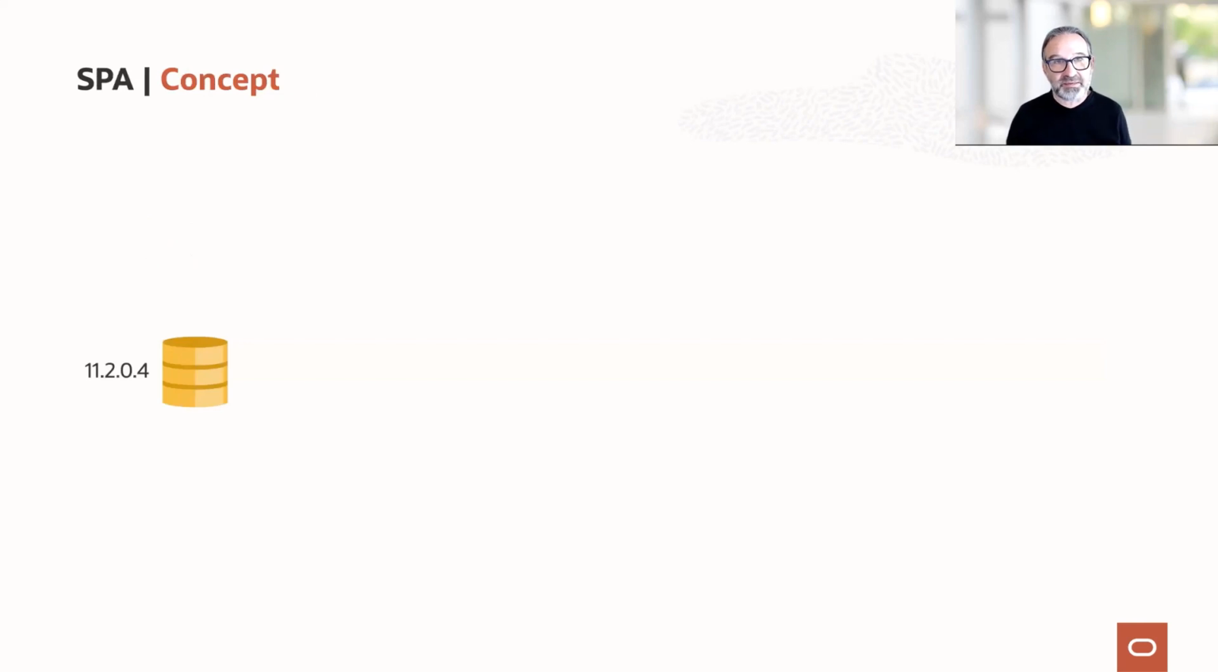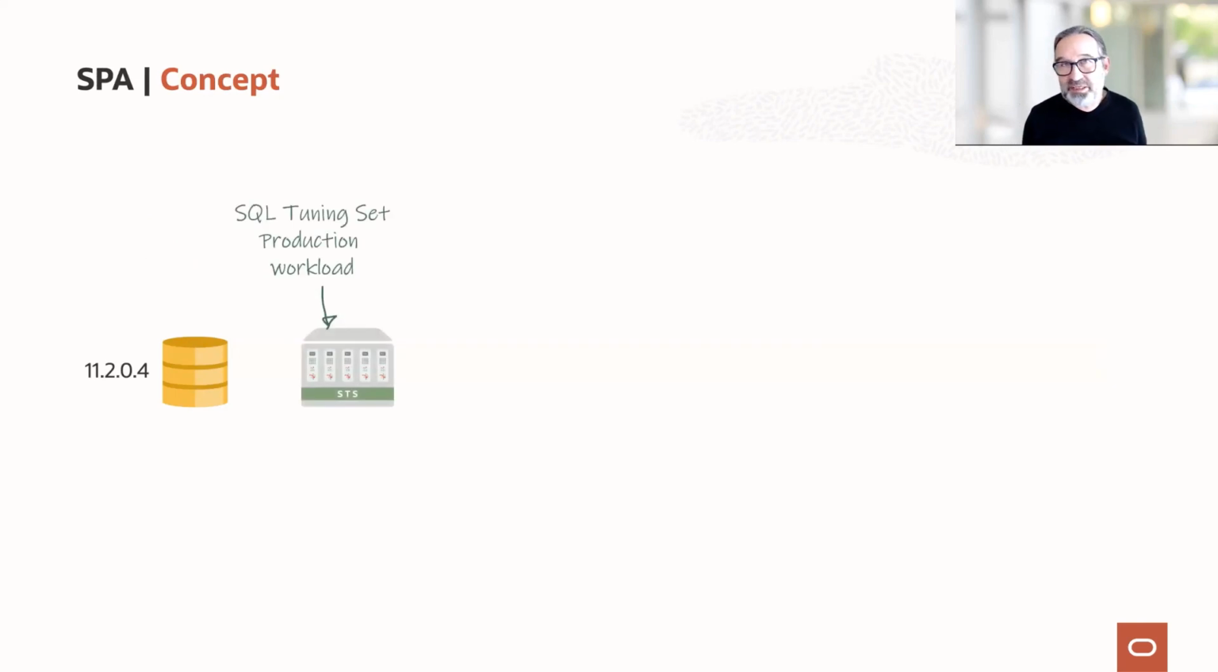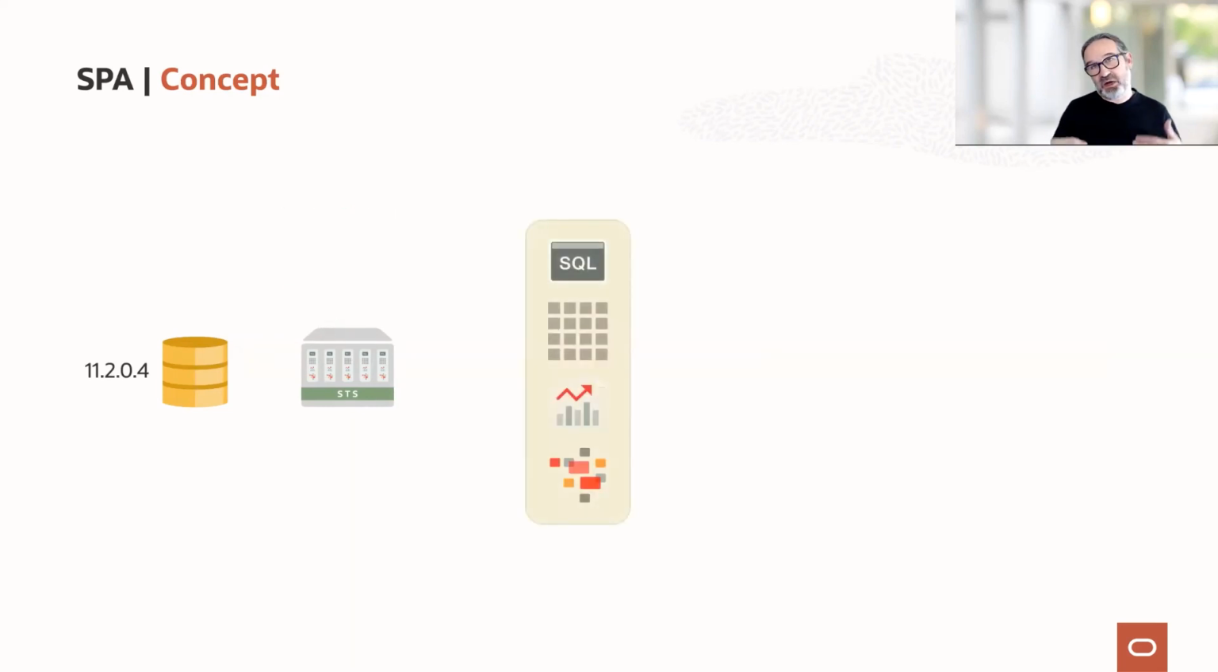Let me explain it. In this case, we have an 11.2.0.4 environment. And what we did already in our workflow, we created a SQL tuning set with the production workload. So that SQL tuning set has now our SQL, our execution statistics, our binds, all we need, and the plans.